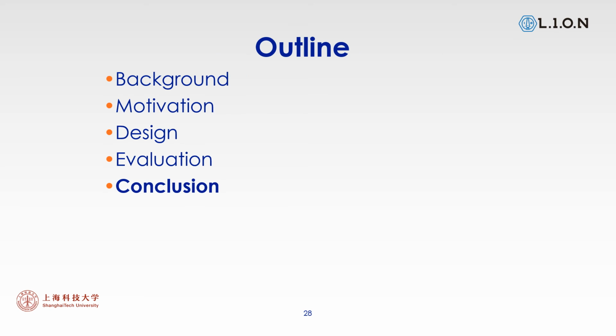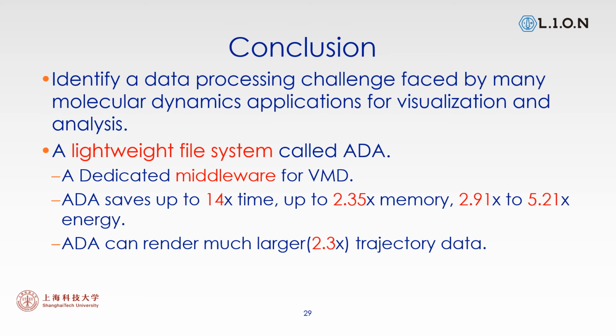I want to summarize what we presented today. Firstly, we identify a data processing challenge faced by many molecular dynamics applications for visualization and analysis. Secondly, we design a lightweight file system called ADA and implement a prototype, which is a dedicated middleware for VMD. Thirdly, ADA saves up to 14 times time, up to 2.35 times memory, and 2.91 to 5.21 times energy. What's more, ADA can render much larger trajectory data.